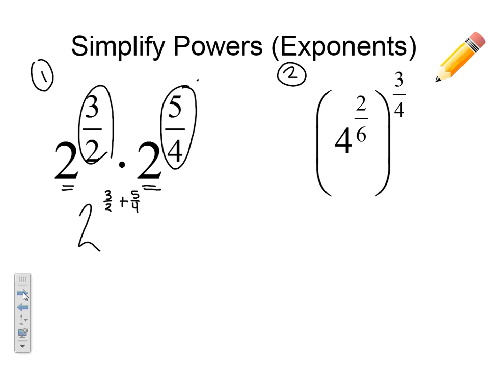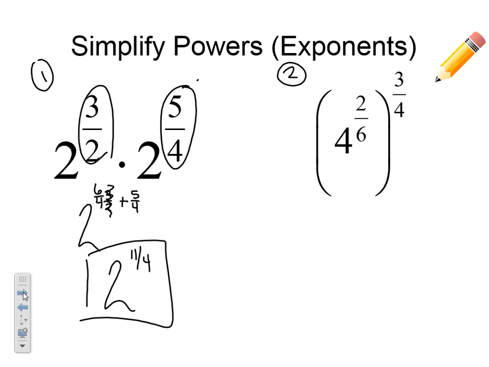Now if I have to add 2 fractions, I need to make sure that they have common denominators if I'm going to do that by hand, or I need to make sure I know how to add fractions in a calculator. Whatever you need to do, you need to add those 2 fractions together. So I'm going to make common denominators here. I'm going to change my 3 halves into fourths. So I'm going to multiply the top and bottom by 2 here, and my 3 halves becomes 6 fourths. So I have 6 fourths plus 5 fourths. My final answer becomes 2 to the 11 fourths power. Okay, that's the simplified answer that we want.